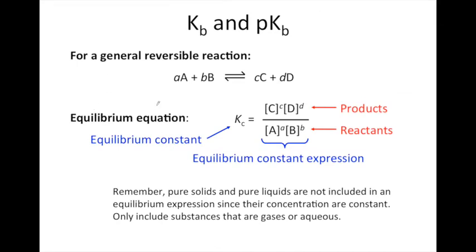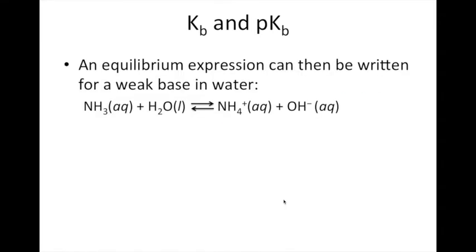Just to refresh your memory on how to write an equilibrium constant expression: it's always going to be the concentration of our products divided by the concentration of our reactants, each raised to some power that depends on the stoichiometry of the reaction. We do not include pure solids or pure liquids in any equilibrium expression because their concentrations are constant. Back to our example of ammonia dissolved in water, pause the video briefly and see if you can write the Kb expression for this process.